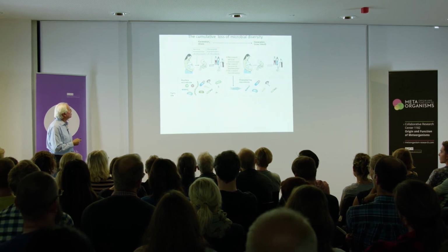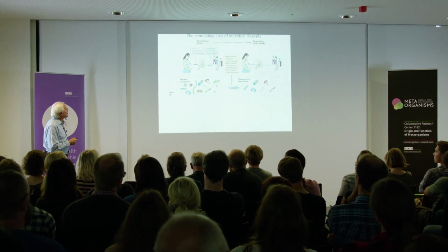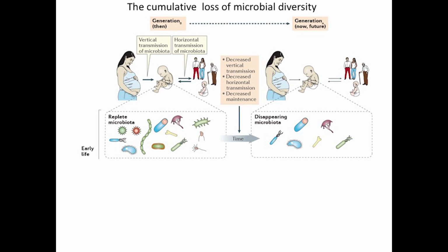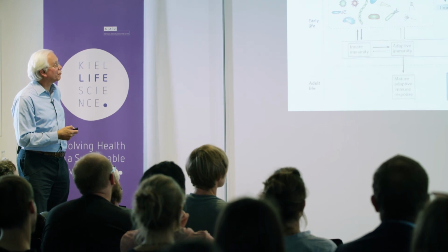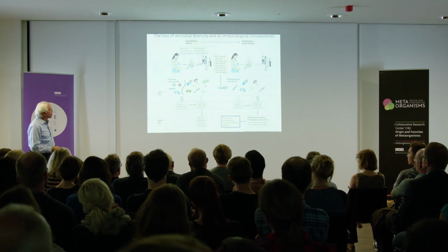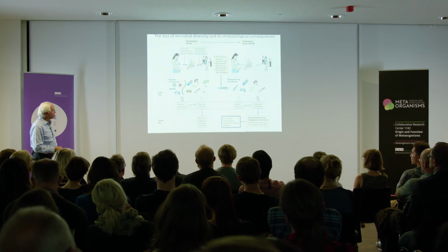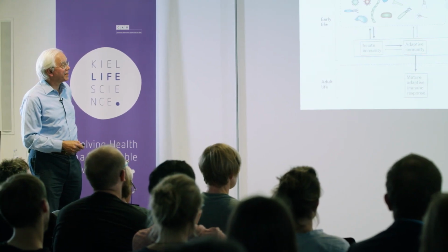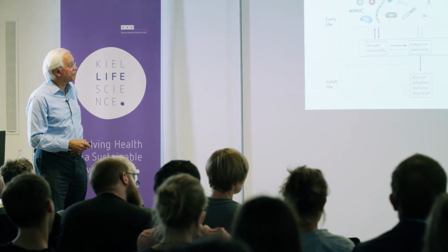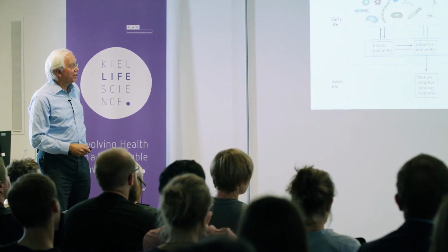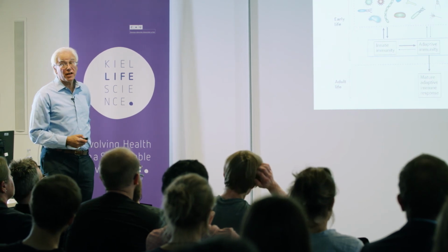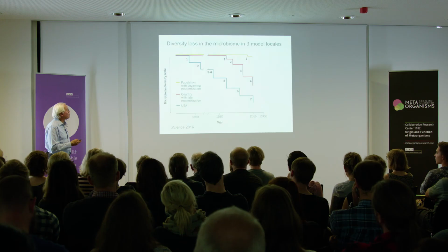So let me just conclude with some general slides. Our hypothesis is that there's been a cumulative loss of microbial diversity due to changes in transmission. We've gone from a replete microbiota to a less than full microbiota early in life. That's the critical time when there are relationships built between innate and adaptive immunity. We're hypothesizing that there has been a difference in the relationship between these two, and this is changing autoimmune and inflammatory diseases and perhaps metabolic diseases as well.